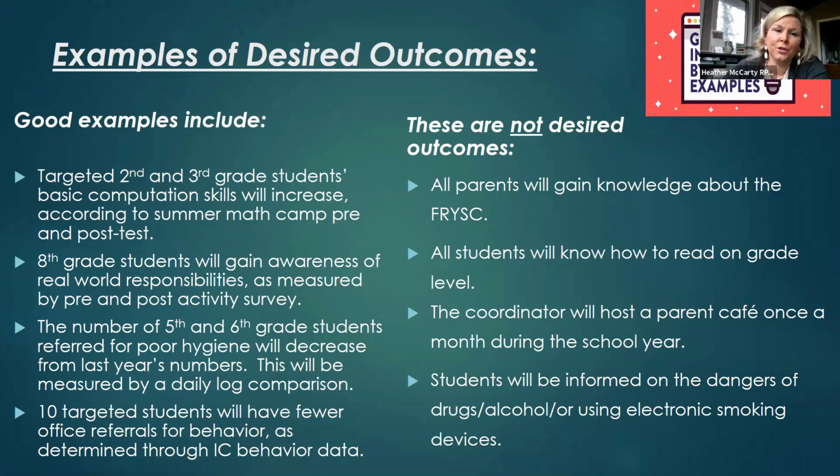Number 2, 8th grade students will gain awareness of real world responsibilities as measured by pre and post activity survey. Number 3, the number of 5th and 6th grade students referred for poor hygiene will decrease from last year's numbers. This will be measured by a daily log comparison. So maybe you're going to look at your daily log from the previous school year. You're going to do some type of activity to address poor hygiene. Then you can look at your daily contact log the next year to see if those numbers went down.